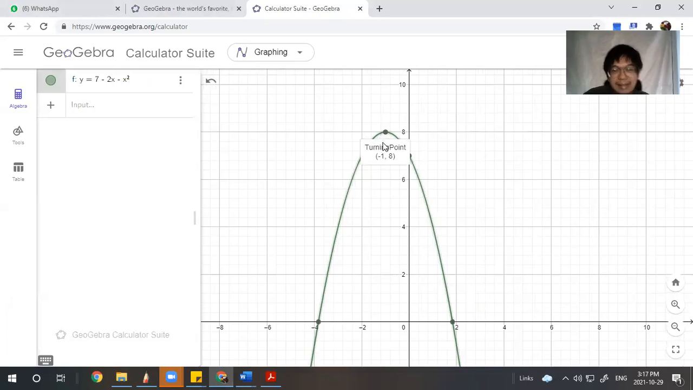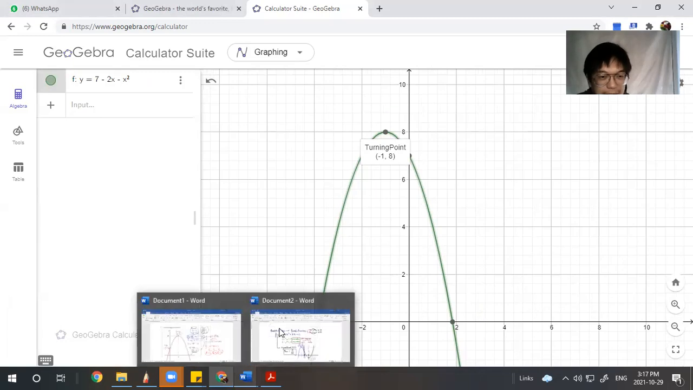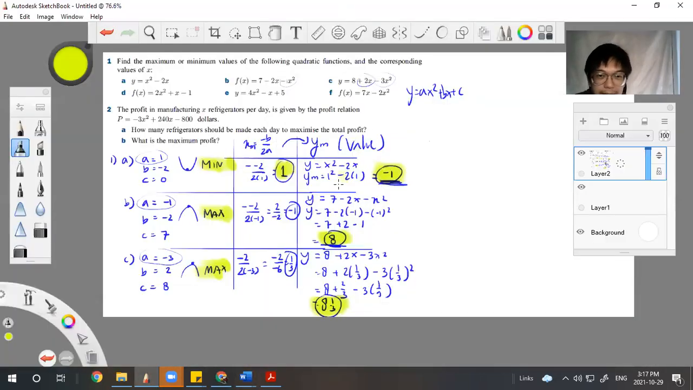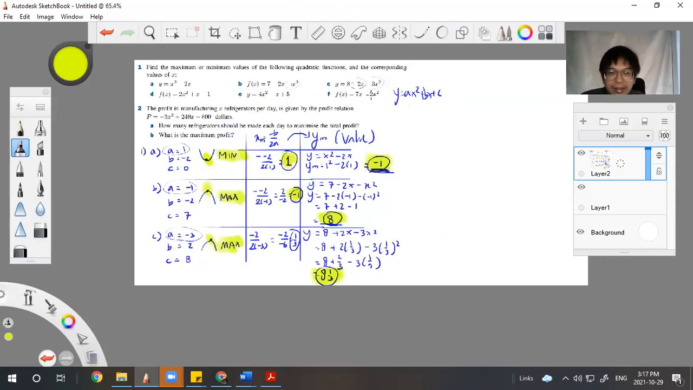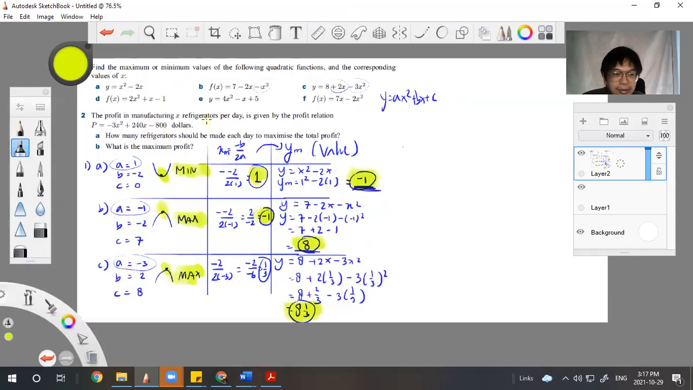Turning point is (-1, 8), and it's a maximum, right? It's on top. (-1, 8) is the maximum. See, the curve is equal. It's the same. And for the rest also, we already proved two, so we don't have to prove everything. Okay, that's for number 1, A, B, C.